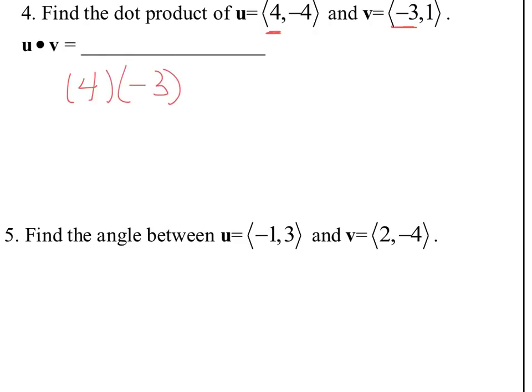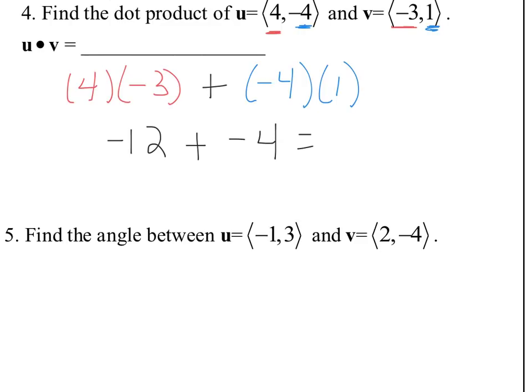And then you're going to add the product of the y values. So we take our y values, these values right here, and multiply those together: -4 times 1. So -3 times 4 is -12, and then -4 times 1 is -4. So -12 plus -4, or we could say -12 minus 4, is -16.